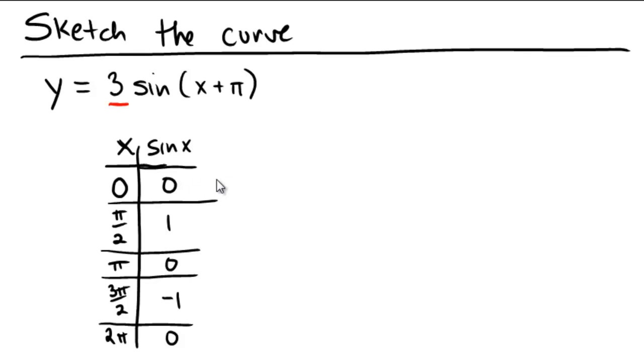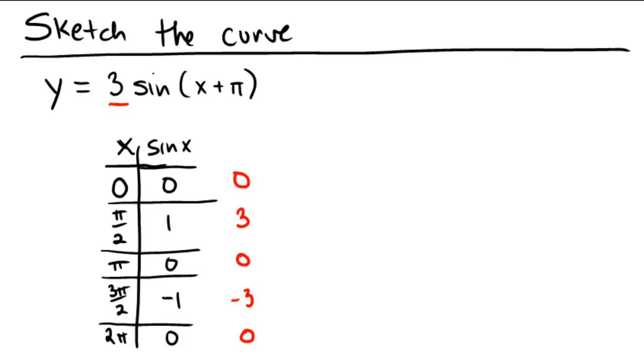So 0 times 3 is 0, 1 times 3 is 3, 0 times 3 is 0, negative 1 times 3 is negative 3, and 0 times 3 is 0. So again, what I did there was I took all of those y values and multiplied them all by that 3 out in front.